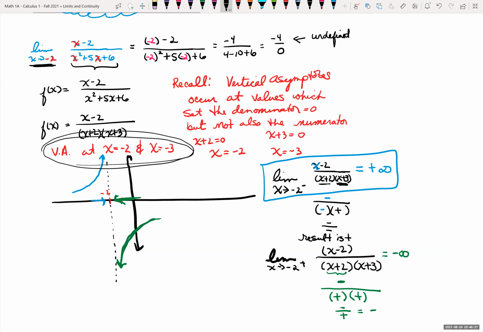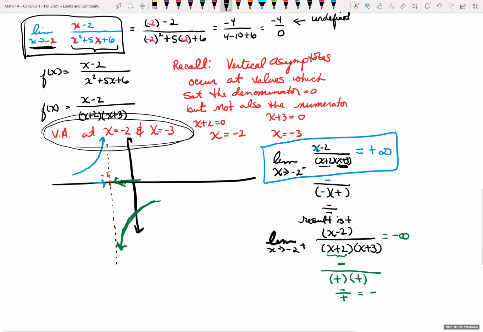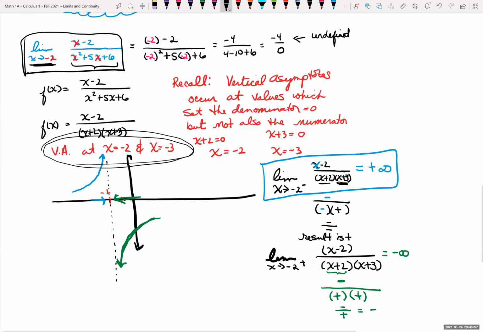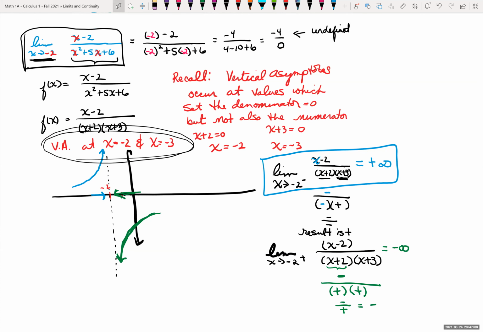We could have done this by using the calculator and just showing as we plugged in numbers on the left and the right of negative 2 as we got really, really close. You would notice that your y value on the left-hand side was positive and not going to one particular number, going to positive infinity. And if you chose numbers on the right-hand side, they would have been negative, with the absolute value blowing up. Okay. So that is one case where it's undefined.